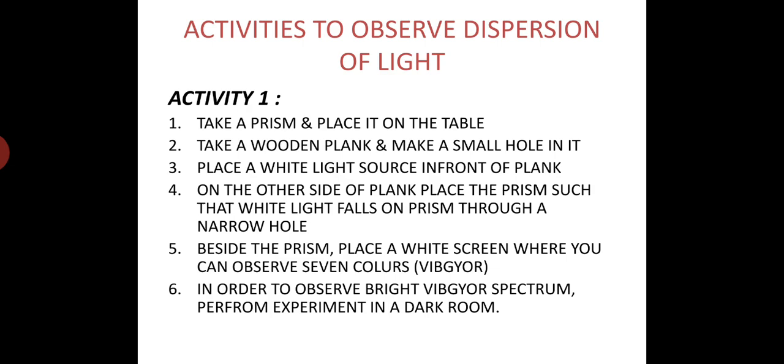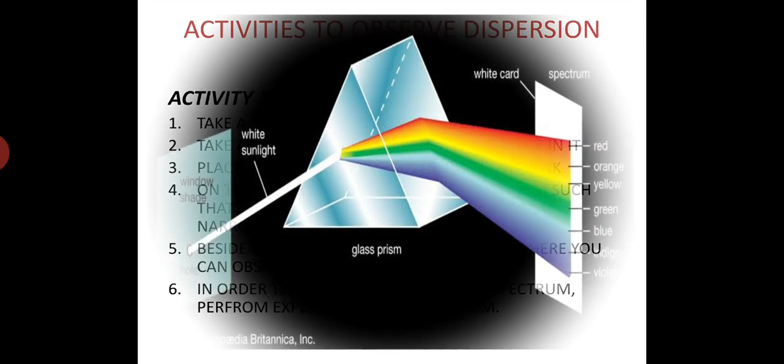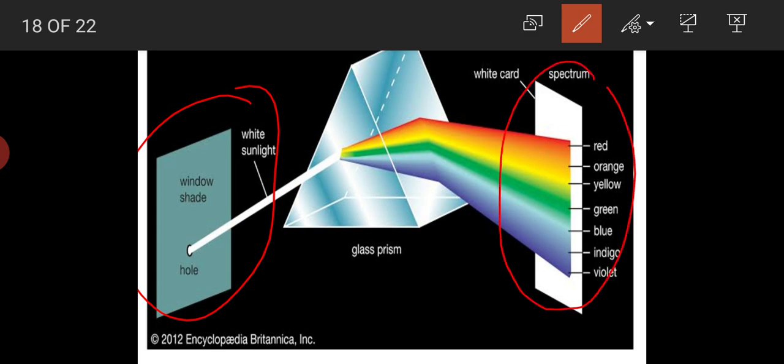First activity 1. Take a prism and place it on the table. Take a wooden plank and make a small hole in it. In front of the wooden plank place the prism, and on the other side of the wooden plank place a white light source, and on the other side of the prism place a white screen.